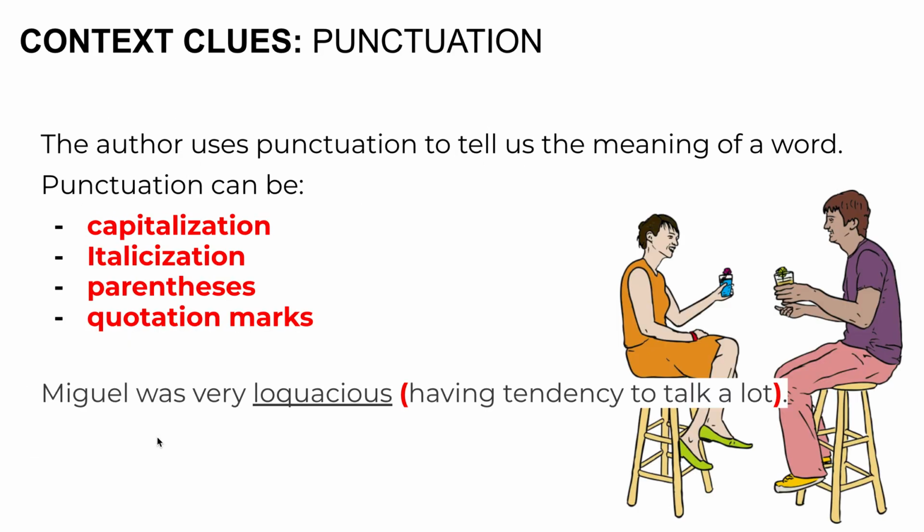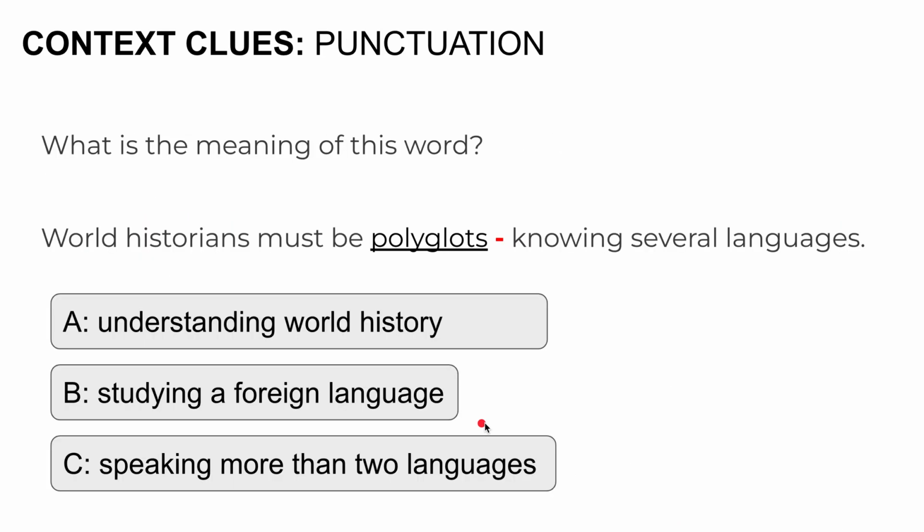Okay, next and the last one is when the author uses punctuation to tell us the meaning of the unknown word. Punctuation can be capitalization, italicization, parentheses, and question marks. Let's look at the example provided here. Miguel was very loquacious, open parentheses, having a tendency to talk, close parentheses, period. So here we have, again, the same example, and it's showing us that loquacious means having a tendency to talk a lot.